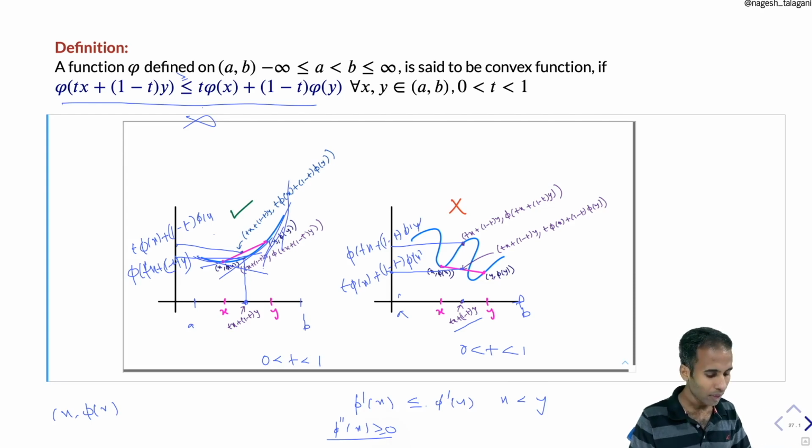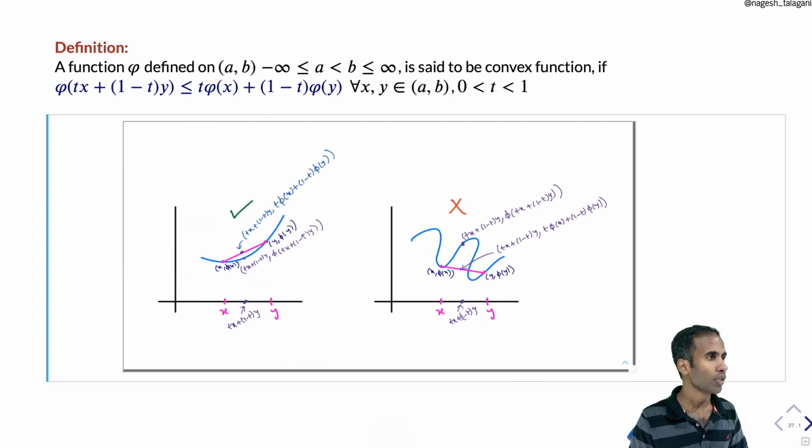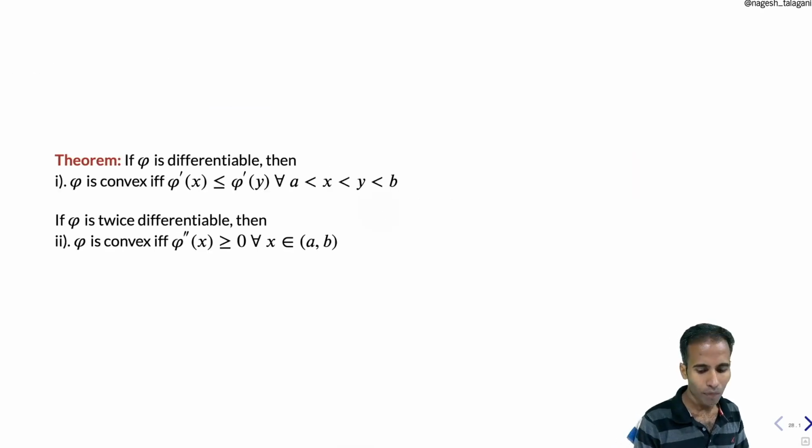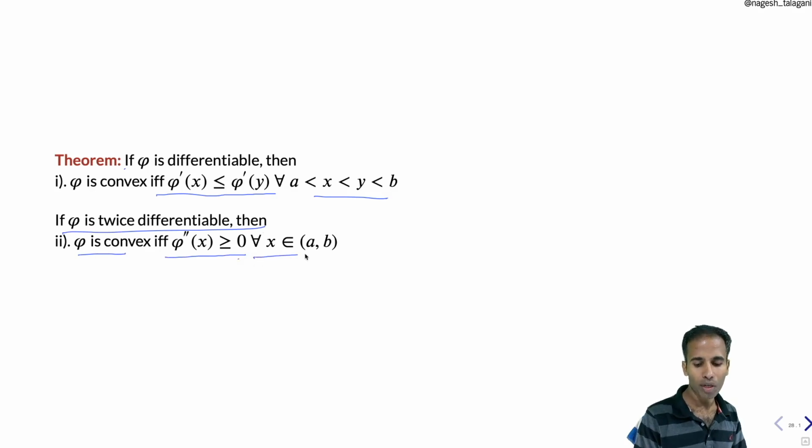Okay, in the next theorem, I'm going to state these facts. Theorem: if phi is differentiable, phi is convex if and only if phi dash x is less than or equal to phi dash y for x less than y. If phi is twice differentiable, phi is convex if and only if phi double dash x is non-negative for all x in (a, b). This is how we check whether a function phi is convex or not.